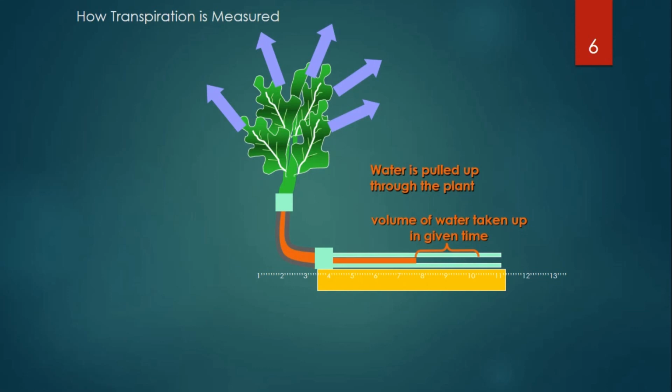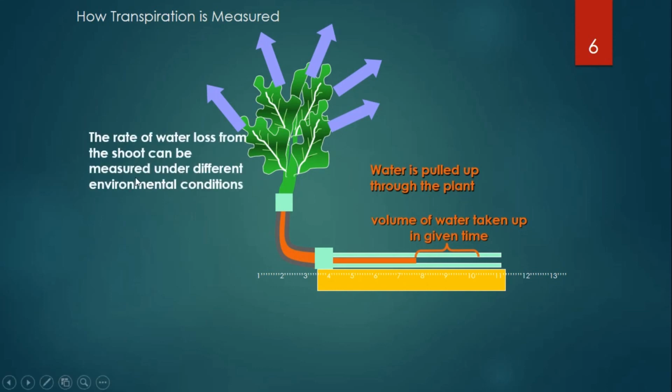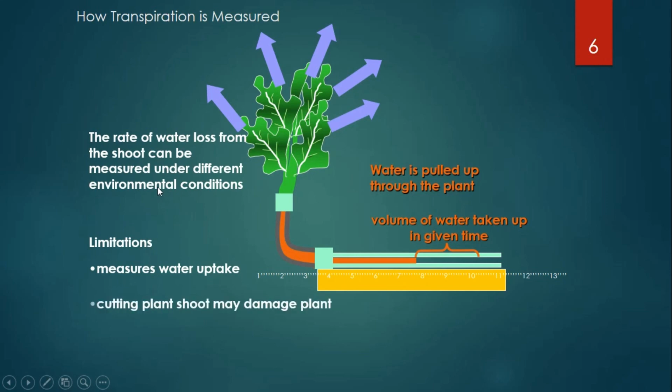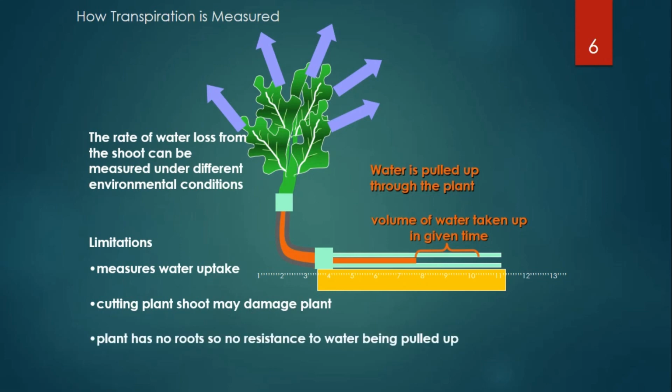The other problem with doing this in a real lab is you probably need it to be like 1 hour, and we don't have the time for this. That's why we're doing a virtual lab after this. The rate of water loss from the shoot can be measured under different environmental conditions. Limitations: you measure water uptake. Cutting the plant shoot may damage the plant. If you damage the plant, it affects the ability of the plant to transport water. They have no roots, so no resistance to water being pulled up.